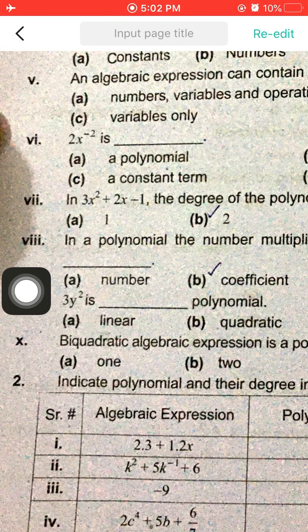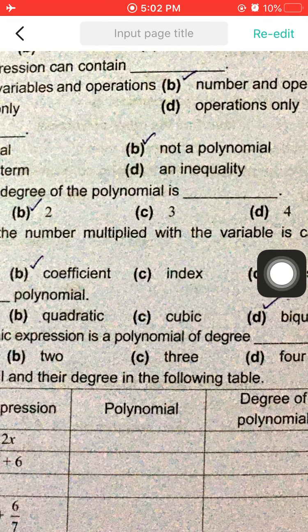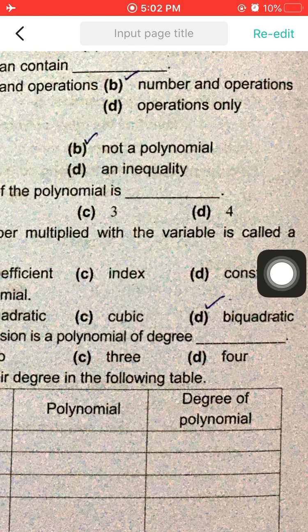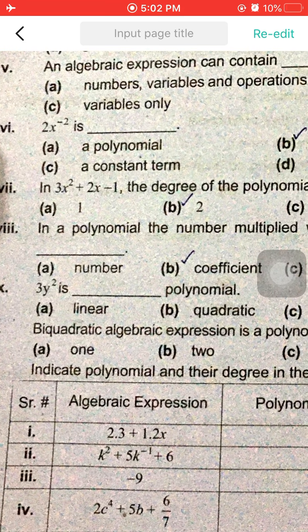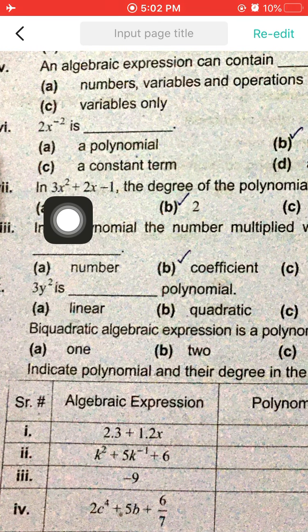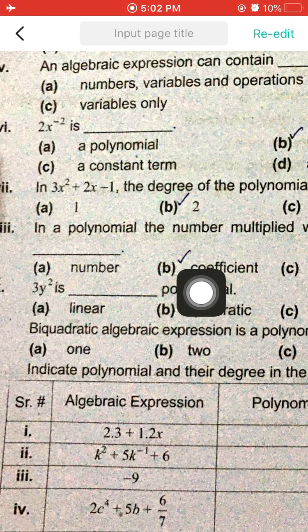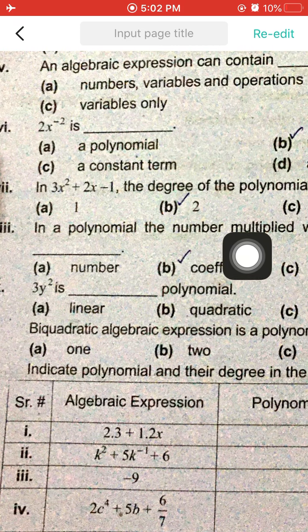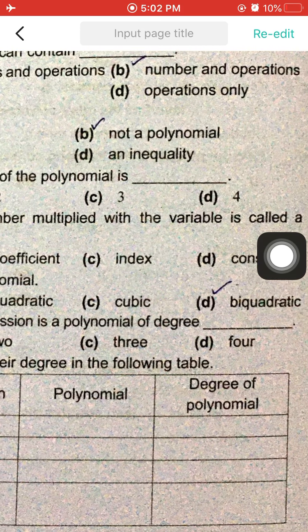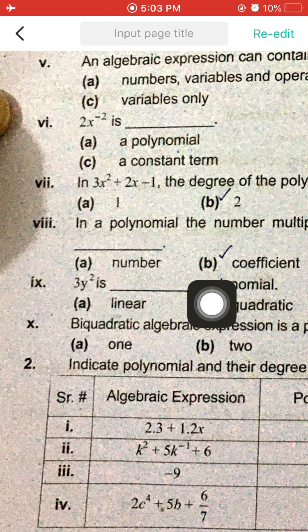In the next part 8, in a polynomial, the number multiplied with a variable is called a coefficient, because here 3 and 2 are multiplied with variable x, so these are called coefficients. Here he mentioned in a polynomial, the number multiplied with a variable, these are called coefficients.